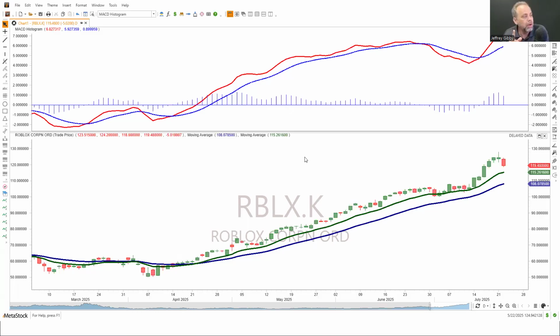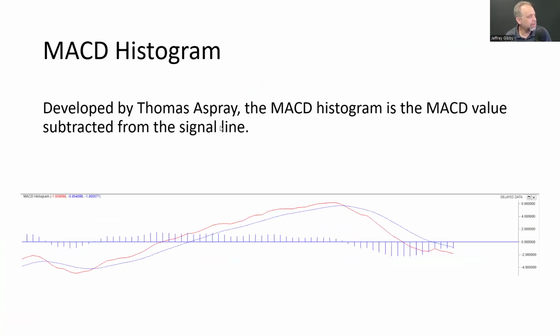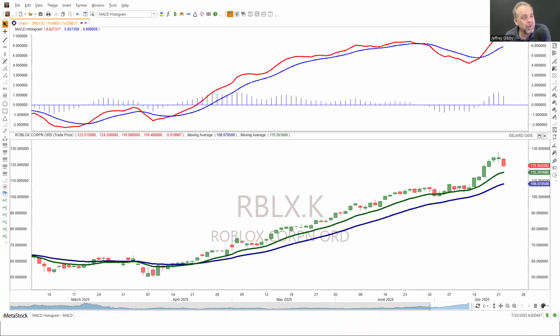But before I do, I want to talk a little bit because I forget sometimes to talk about this histogram underneath. This histogram you can look at. It's just looking at the difference. Now, it wasn't initially developed by Gerald Appel. Who put together that? Let's see. It was developed by Thomas Aspray. I forgot. But it's just the difference between the signal line and the MACD. So when it crosses up above 0, you can kind of see where the buy and sell signals are. So you can look at the histogram, but all it is is the difference between this and this. That's all.